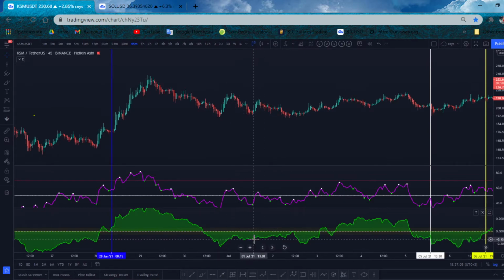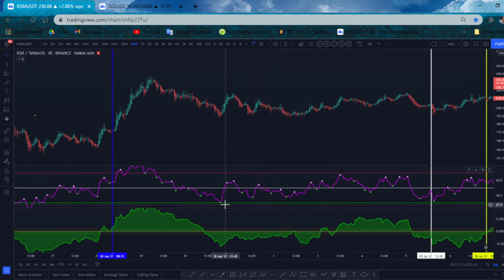It stayed below, and the RSI is above the oversold region. So if you are shorting somewhere here, you can close your short trade. You can close it here, but it can go even deeper down, even more to the downside.